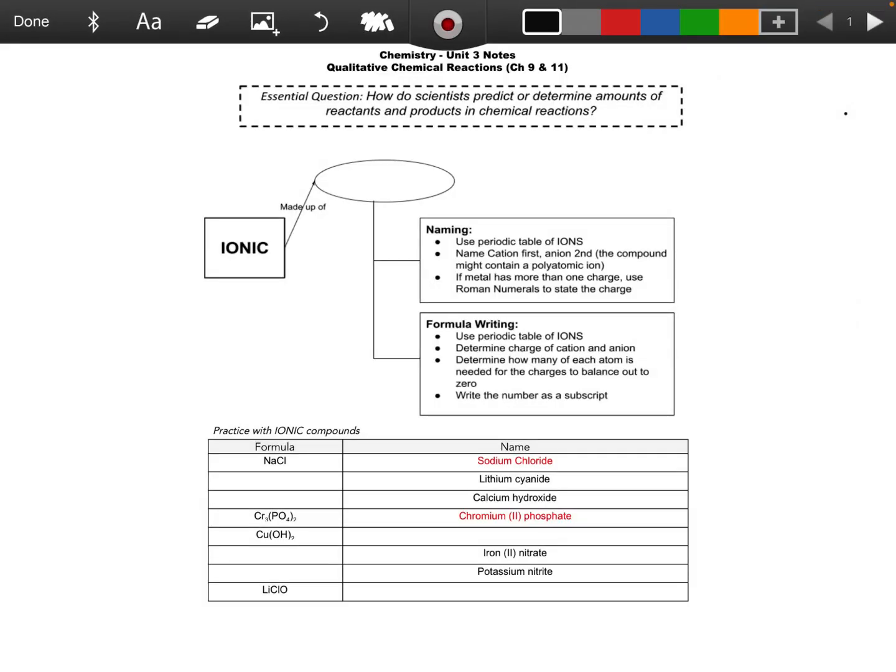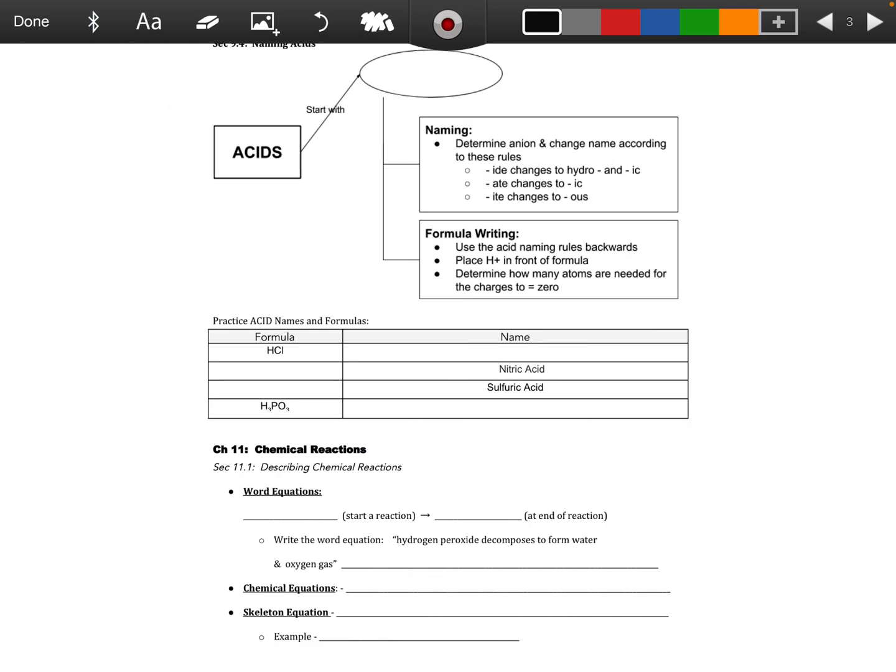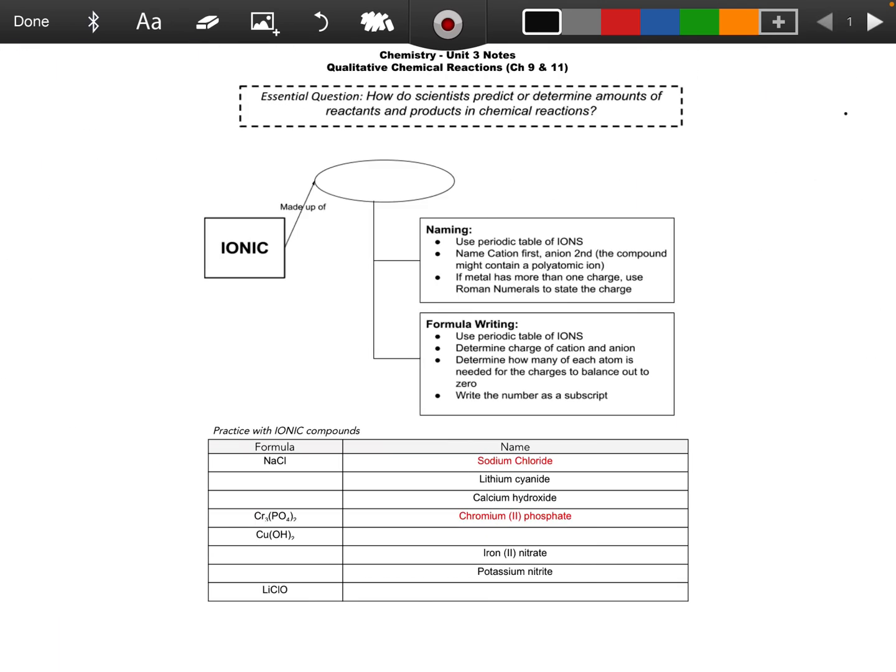The beginning of the Unit 3 notes will review ionic naming and formula writing, as well as covalent naming and formula writing. We'll review a little bit with naming acids, but not a ton. These, again, are the notes packets from Unit 3, and it's just a review for naming and formula writing.